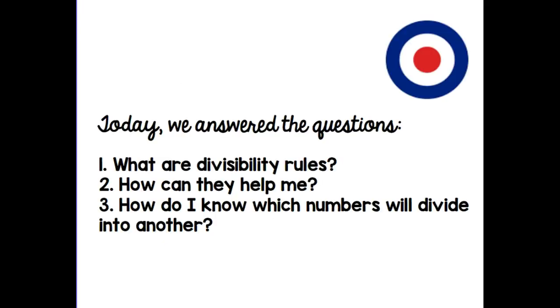So yeah, it's kind of cool that you can figure all of that out with just a little bit of thinking. So today we have answered the questions. What are divisibility rules? Divisibility rules are patterns that we have found in numbers that help us to know whether a single digit or 10 will divide into another larger number without having to do a whole bunch of math. How can they help me? Well, they save me from doing a whole bunch of math.